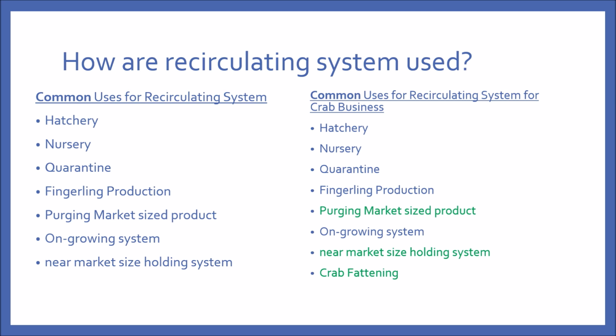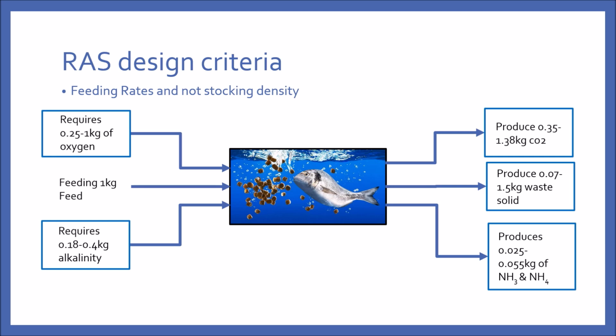So, what are the common uses of RAS systems in the crab business? So we have previously seen that restaurants always like to store their crabs in their aquarium, which is what we call purging of market-sized products, and near market-sized holding systems. So holding systems can be run on RAS systems, which increases the shelf lives of the crabs. And lastly, it also has been used for crab fattening and softshell crab, and also in some part of the world, grow-out operations.